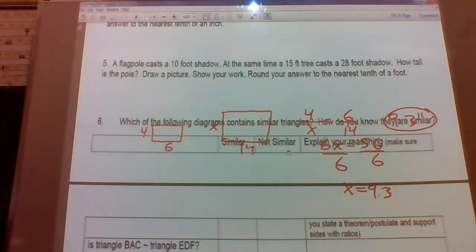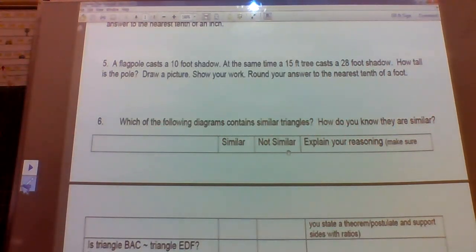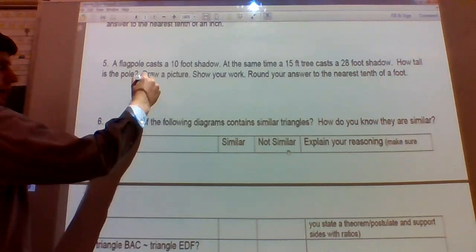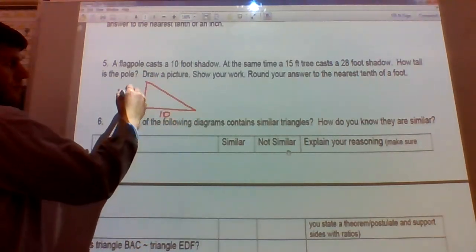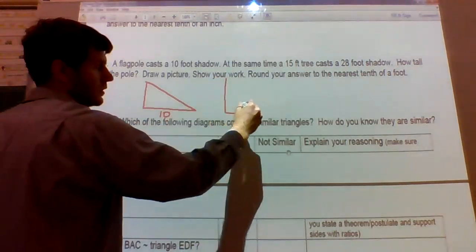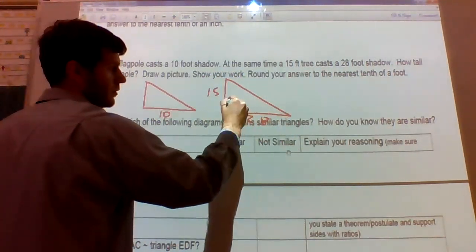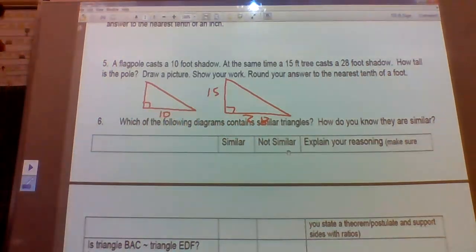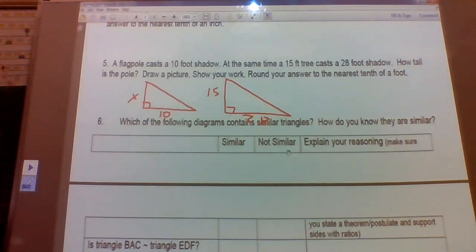A flagpole casts a 10-foot shadow. At the same time, a 15-foot tree casts a 28-foot shadow. How tall is the pole? So here's a flagpole, okay, a 10-foot shadow. A 15-foot tree casts a 28-foot shadow. Okay, how tall is the pole? Draw a picture, show your work, round to the nearest tenth of a foot.